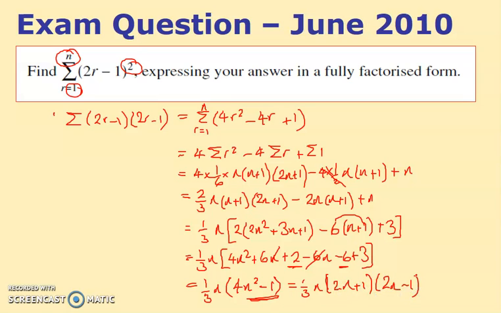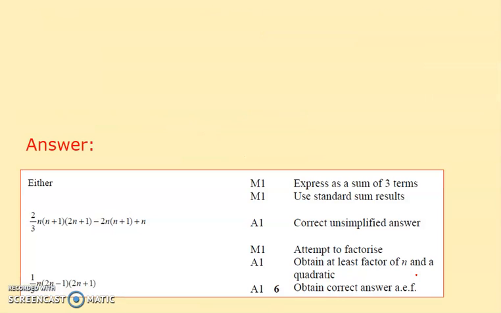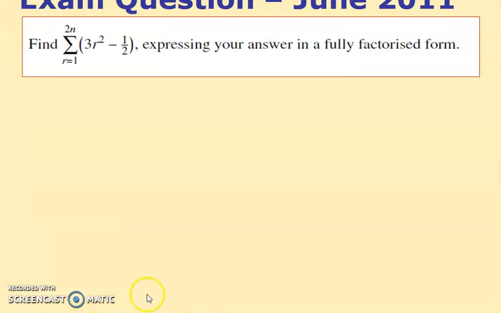Let's just check to see if that's right. Where's the answer? Yes, that's right. Third of 2. They've written the other way around, but essentially that's right. Okay, good. Next question. This is June 2011.